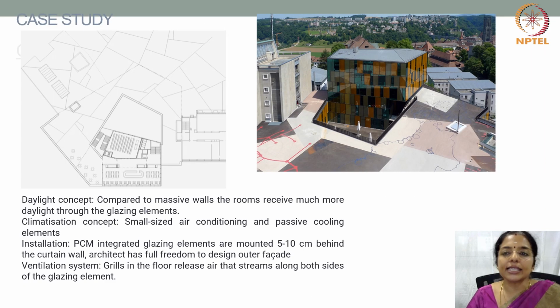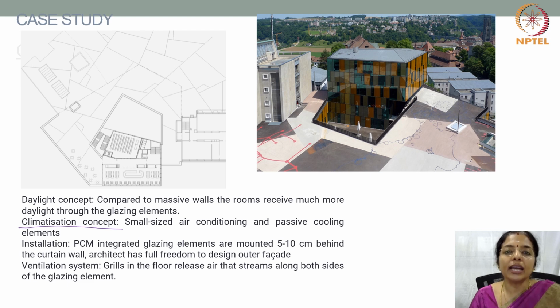In this case, what happens is the daylight concept compared to massive walls, the rooms receive much more daylight through the glazing elements. It also uses the climatization concept where small sized air conditioning and passive cooling elements are used. The installation encompasses PCM integrated glazing elements which are mounted at 5 to 10 centimeter behind the curtain wall.